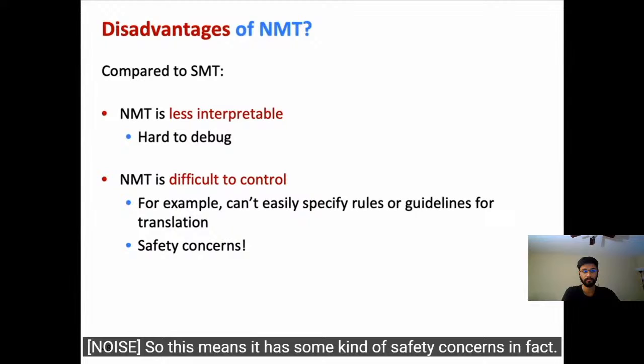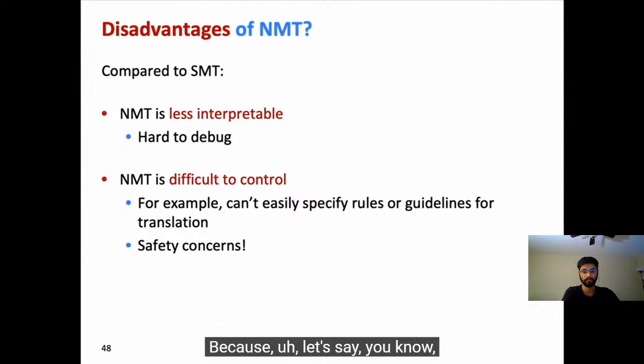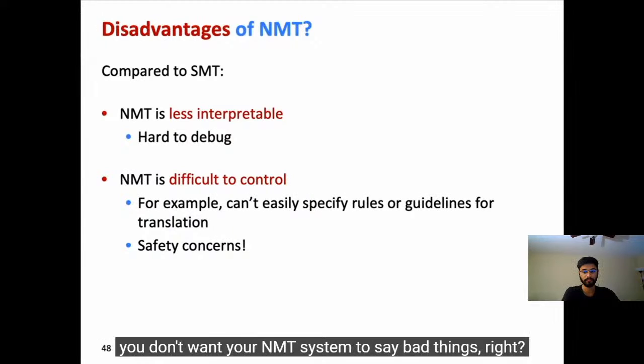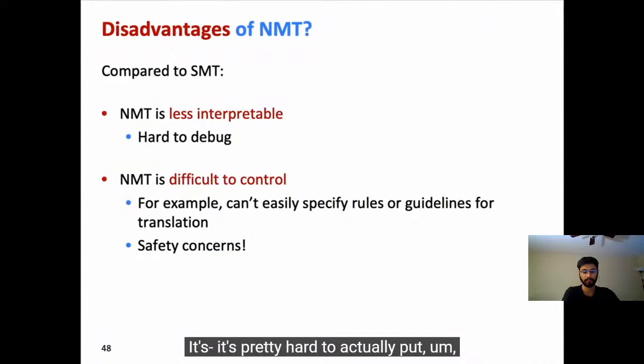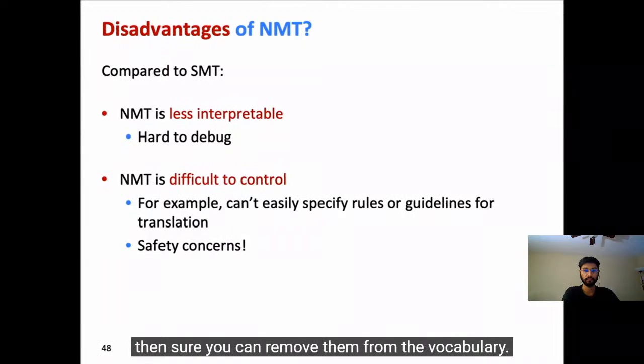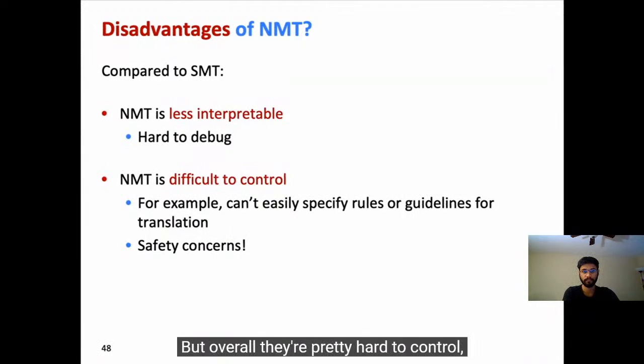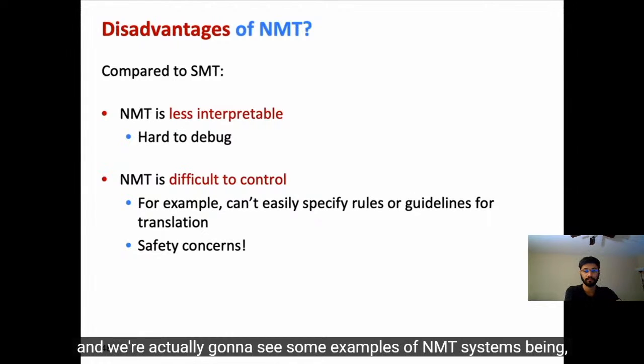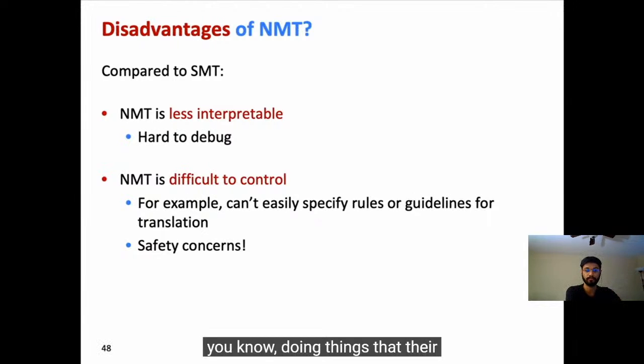So this means that you have some kind of safety concerns, in fact, because let's say you don't want your NMT system to say bad things. It's pretty hard to actually put these controls in place to stop it from saying these things you don't want it to say. On the level of maybe just never saying particular bad words, then sure, you can remove them from the vocabulary. But overall, they're pretty hard to control, and we're actually going to see some examples of NMT systems doing things that their designers certainly didn't intend.